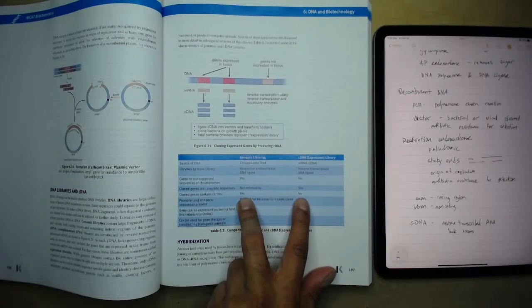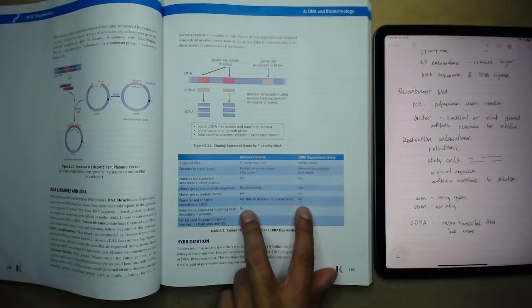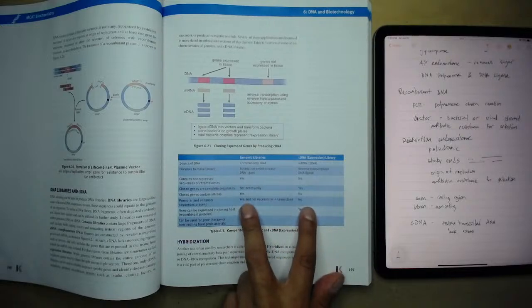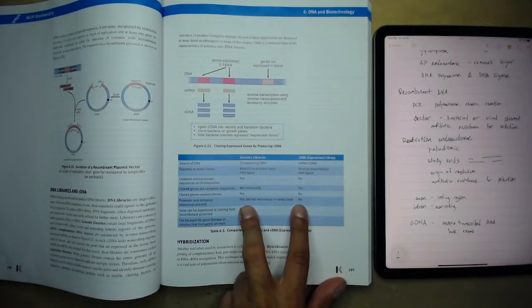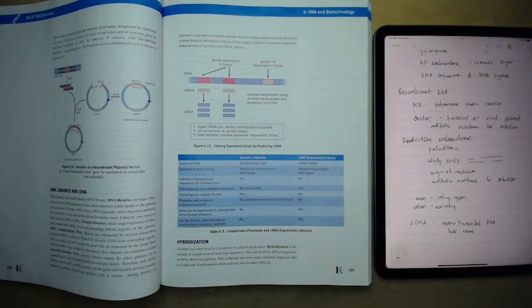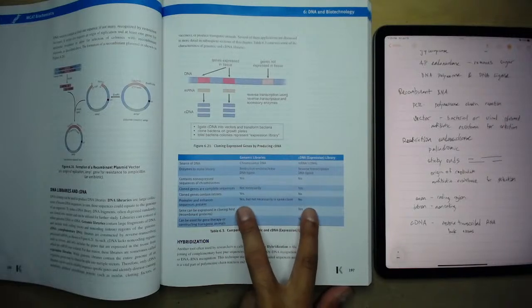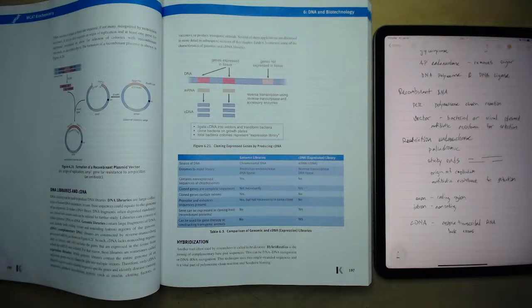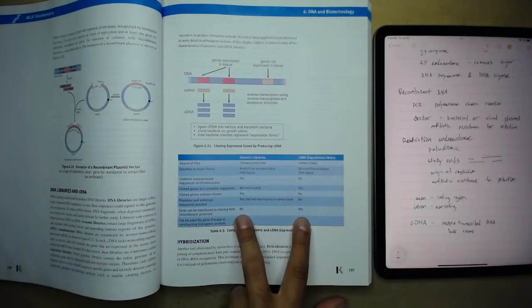Cloned genes contain introns. Yes, in genomic libraries, not in cDNA. Promoter and enhancer sequences present. Yes, in the genomic, but not in the cDNA. So it has to do with gene expression. Genes can be expressed in cloning host. Recombinant proteins, not in the genomic, yes, in the cDNA.